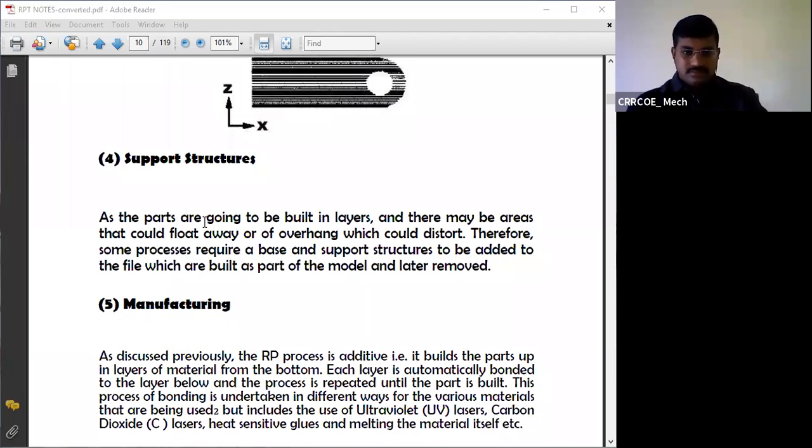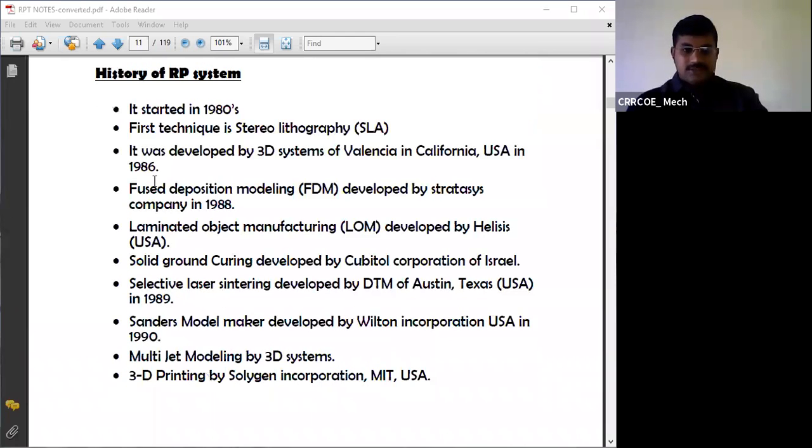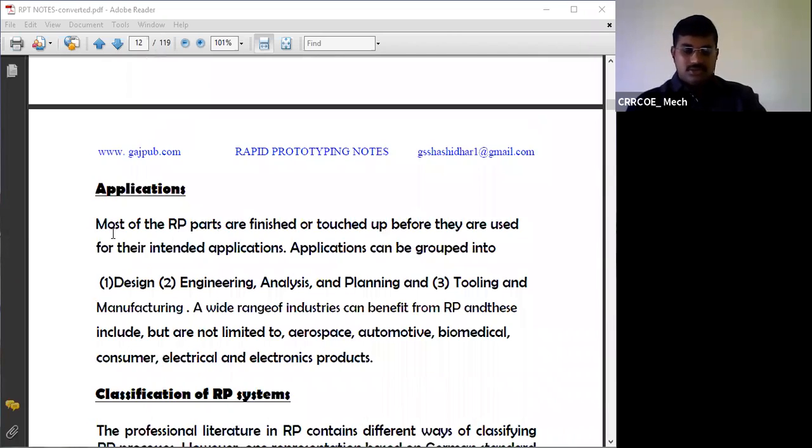Support structures. Manufacturing, post-processing, cleaning, history of the rapid prototyping system, techniques, when it was developed, which technique, what is the history of this particular thing. So these are all questions that will be asked in the question paper. Most of the RP parts, applications of the rapid prototyping technique.